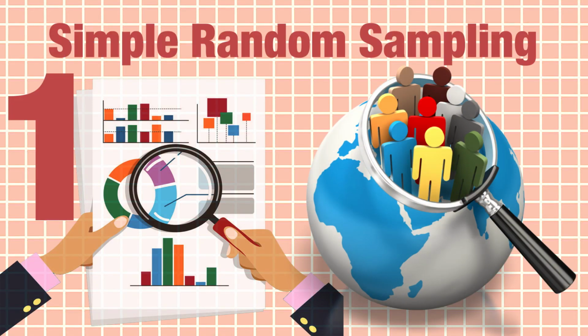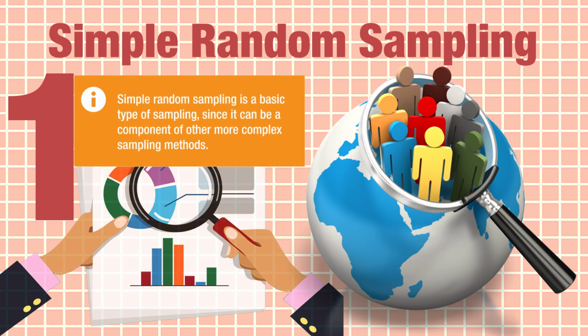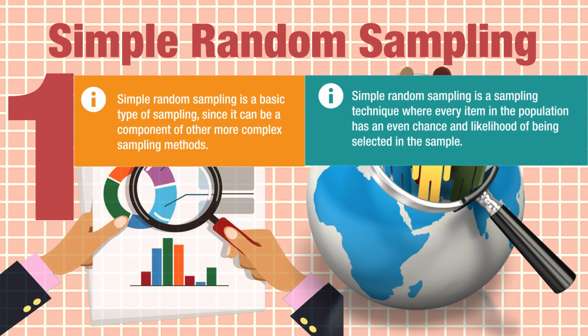First is simple random sampling. Simple random sampling is a basic type of sampling. Since it can be a component of other more complex sampling methods, the principle of simple random sampling is that every object has the same probability of being chosen. Simple random sampling is a sampling technique where every item in the population has an even chance and likelihood of being selected in the sample.